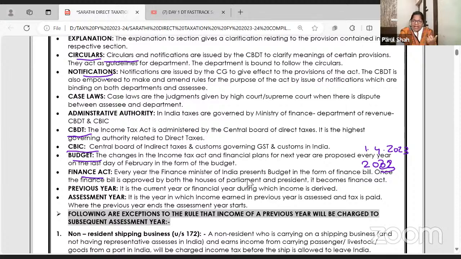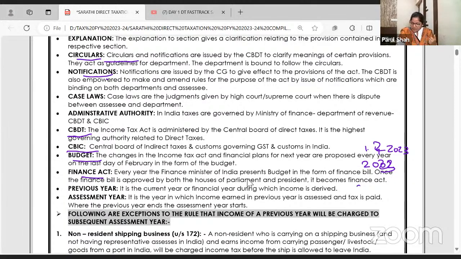So what is a Finance Act? On 1st February 2023, the Finance Minister says, okay, we are following the 1961 Income Tax Act in 23-24, but with these changes. Have you heard your grandparents at home saying, in our times, 100 rupees would buy this much vegetables? So we can't follow the 1961 Act as it is today. Can we make some changes in the 1961 Act? Those changes are proposed by the Finance Minister on 1st February. It is approved and then it becomes the Finance Act 2023.